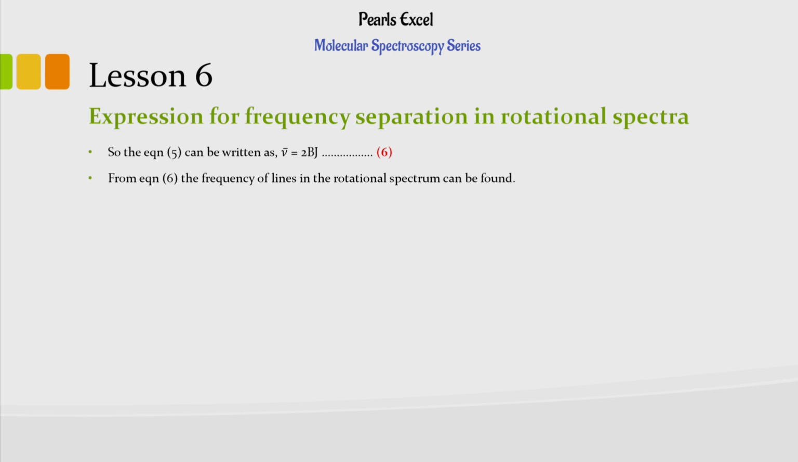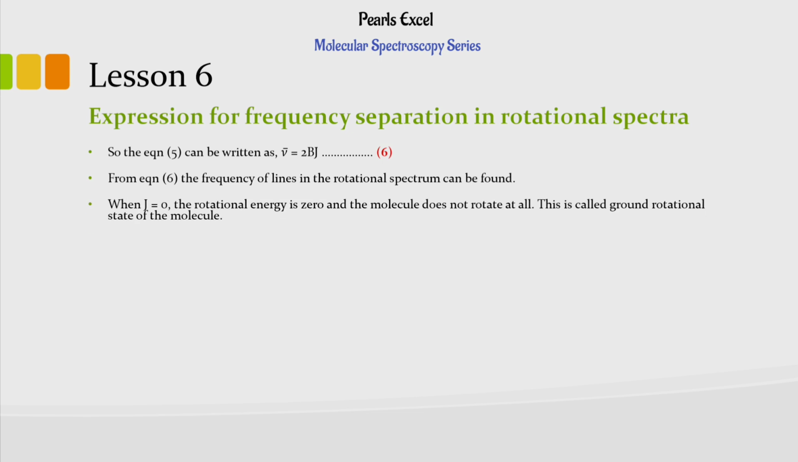Further, we now see the transitions. When J is equal to 0, the rotational energy is 0 and the molecule does not rotate at all. This is called the ground rotational state of the molecule. When J is equal to 1, that is, transition from J = 0 to J = 1, this gives the frequency of the first absorption line. That is ν bar 1 = 2B meter inverse.